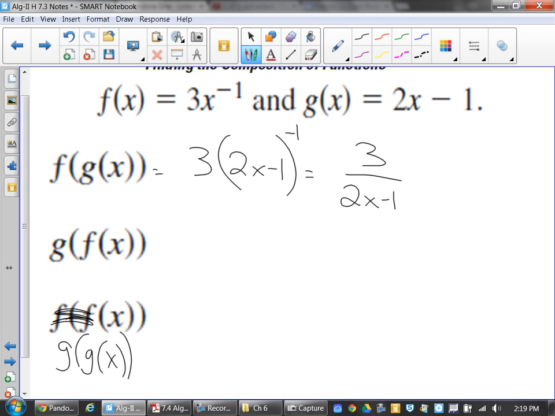Not bad. All right. g of f of x. Going the other way. Where's the negative 1 power? Because it's not raised to the negative 1 power. The only thing that's raised to the negative 1 power is the value of x. If it was 3 to the negative 1, this would have had to have been in parentheses. Does that make sense?